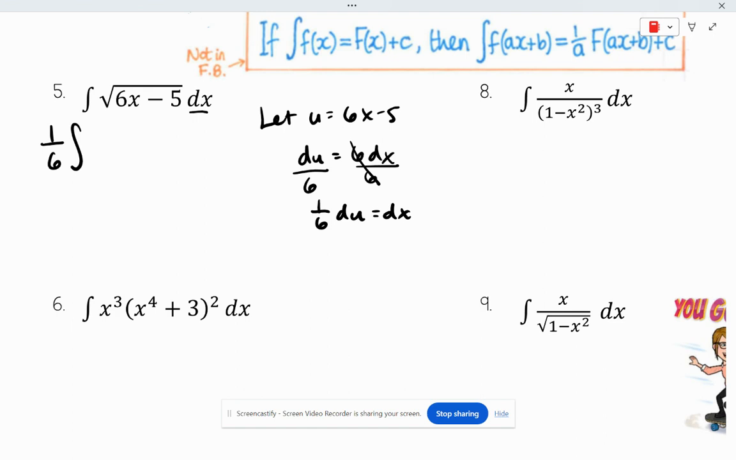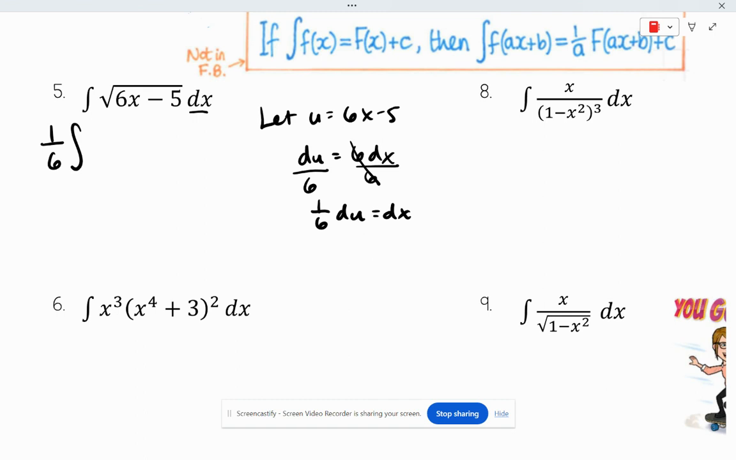Since there's no... Oh, so you're asking how this is clearly a u substitution? How do I know? Because yesterday, the ones we had were kind of just the square root of x. In here, there's a 6x minus 5 inside of the square root. Just visually looking at it, I asked, what's the inner function?